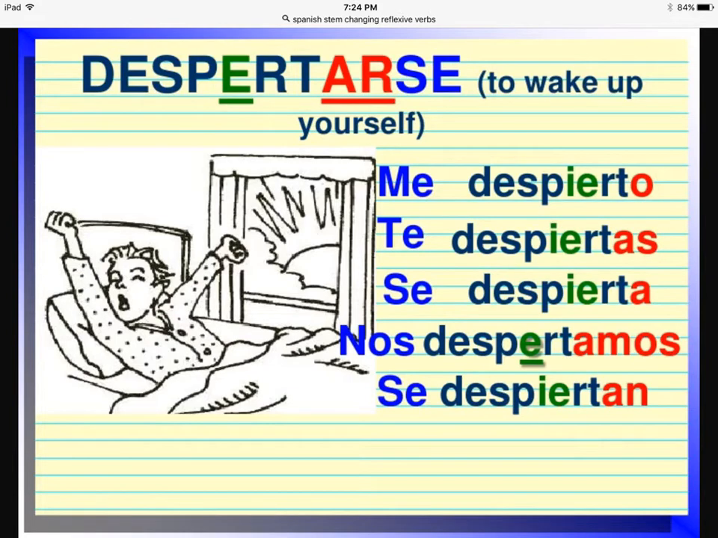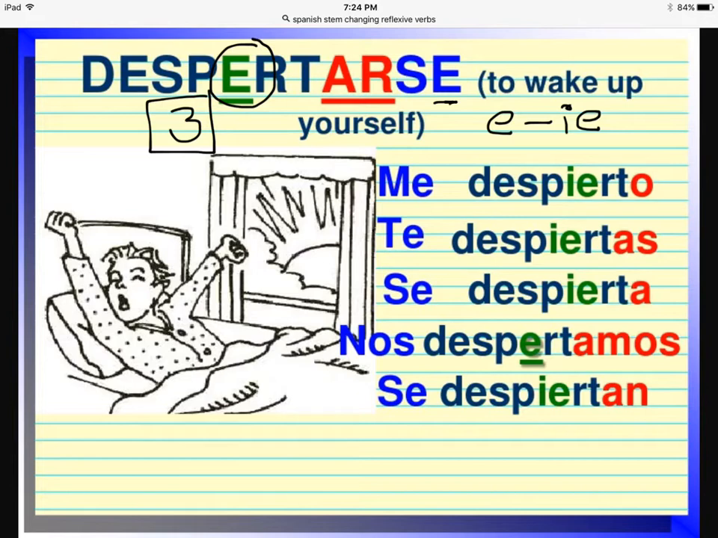Here's an example of a reflexive verb also being a stem changer. Despertarse is an E to IE stem change. The way you determine which vowel you're going to stem change is by counting from the back. I've been telling you it's 2 from the back, but if it's a reflexive verb, you actually have to count 3 from the back, because you're adding another vowel here. So 1, 2, 3 is going to give you this E. If it's a reflexive verb, count 3 vowels from the back.